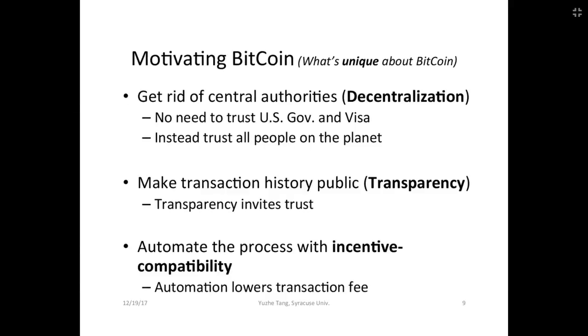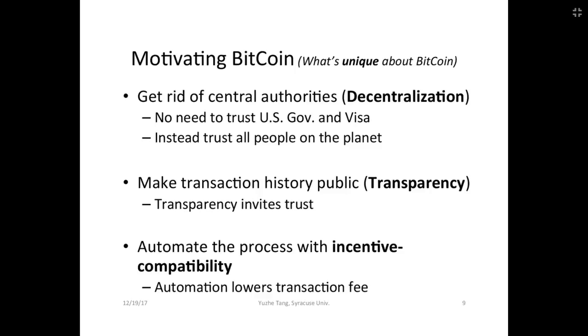The second principle that motivates the design of Bitcoin is transparency. As I mentioned before, transaction history has to be recorded when it comes to the design of any digital currency. In the credit card case, the transaction history is recorded in a ledger database that is private to, let's say, Visa. You cannot see what is going on in Visa's database. But in Bitcoin, the idea is to expose everything to the public, so this transparency can invite trust.